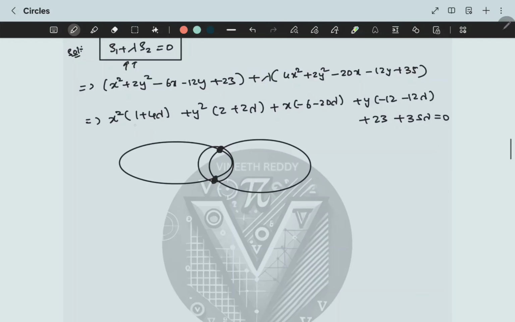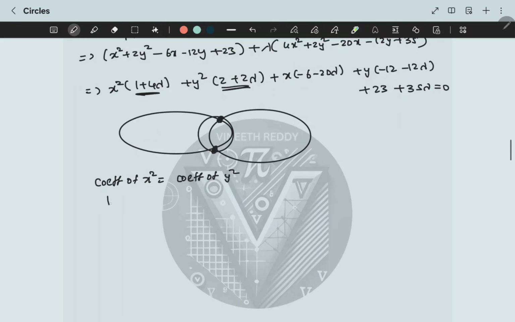Now, when does this equation become a circle? If the coefficient of x square is equal to coefficient of y square. That's it. Once we get the value of lambda, question is solved, dear students. It's as simple as that. So we get 2 lambda is equals to 1, and we get lambda is equals to 1 by 2.